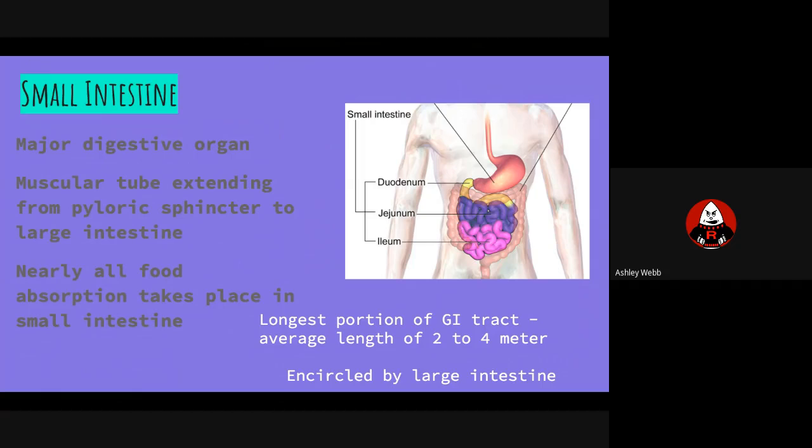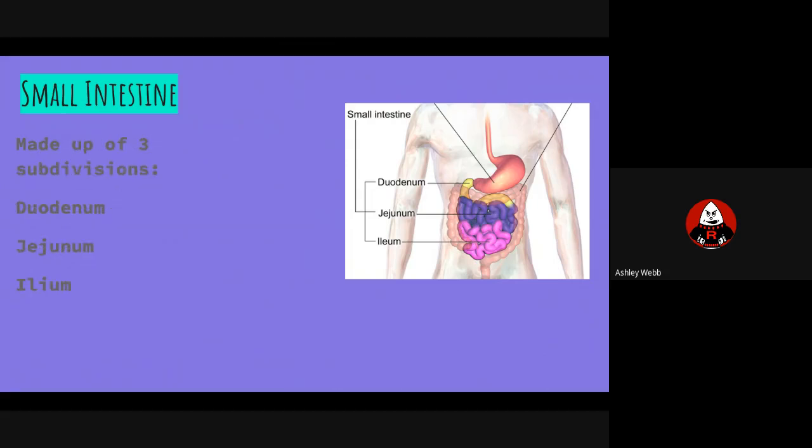In this picture, the small intestine is represented by this orangish yellowish color, which is the beginning part, then this deeper darker purple, and then the lighter purpley pink. Those all represent the small intestine. Those three subdivisions are the duodenum, the jejunum, and the ileum. And I spelled ileum wrong.